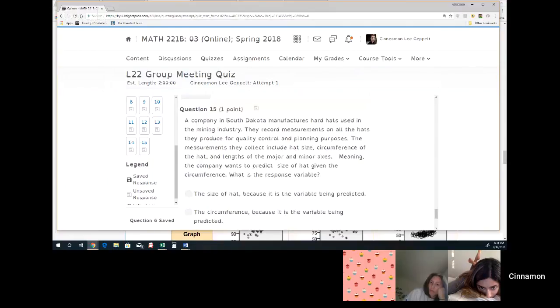A company in South Dakota manufactured hard hats used in the mining industry. They recorded measurements of all the hats they produced for quality control and planning purposes. The measurements they collected included hat size, circumference of the hat, the length of the major and minor axes. The company wants to predict the size of hat given the circumference. What is the response variable?